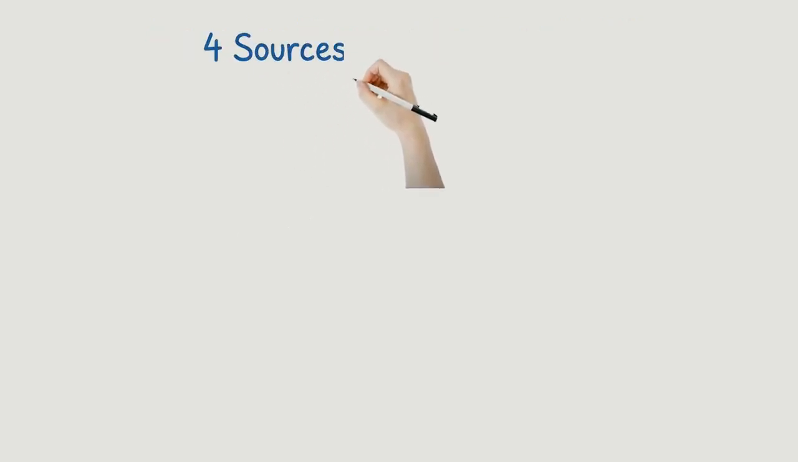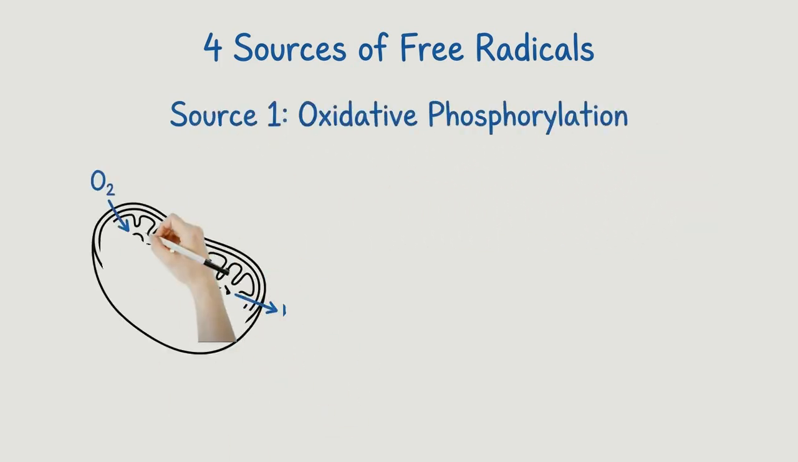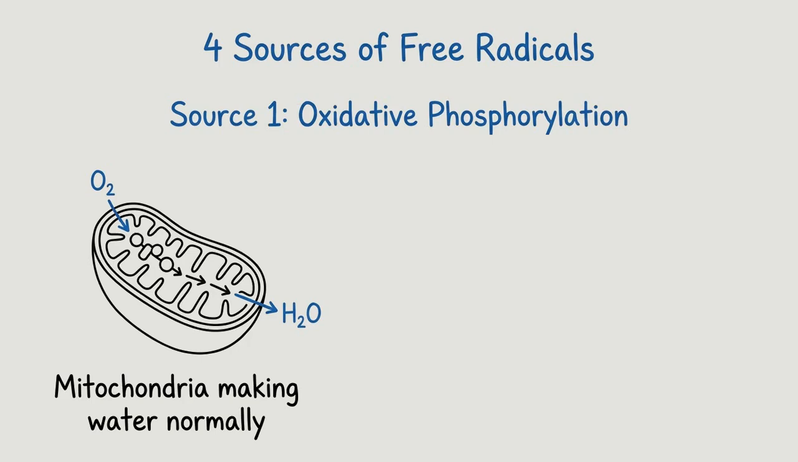Now, where do these free radicals come from? There are 4 sources, and each one maps cleanly to a different exam vignette. Source 1 is normal oxidative phosphorylation. In mitochondria, oxygen normally accepts 4 electrons to become water. That's how ATP is made.